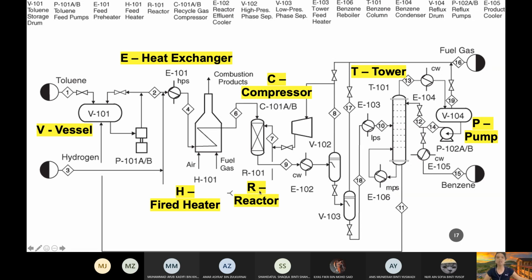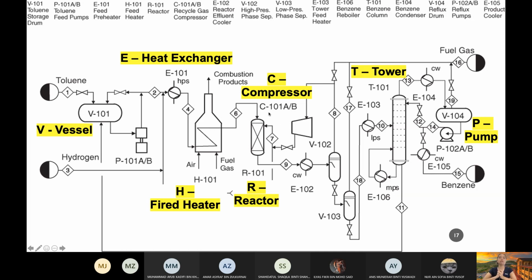R, always reactor. C, compressor. So kalau compressor tiba-tiba kamu letak K, tak boleh. It must always be C for compressor. T for tower. P for pump. So this is example yang saya tunjuk daripada PFD ni. Kamu tengok, dia letak pump P102 A/B. Kita faham dulu huruf yang depan tu. Compressor C101 A/B.